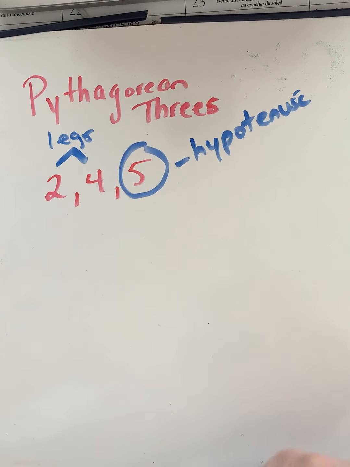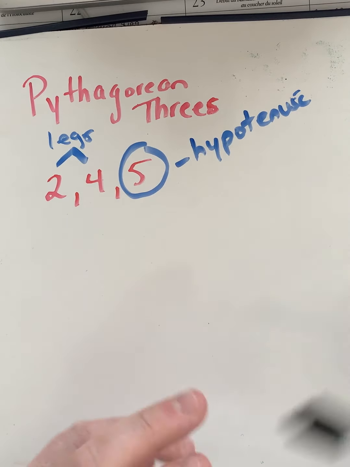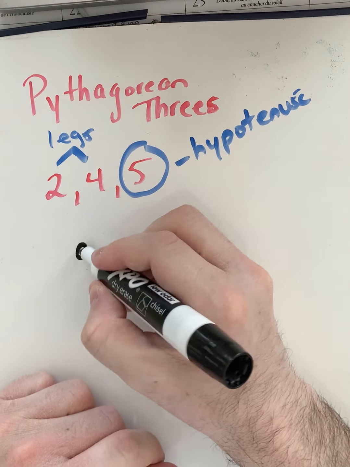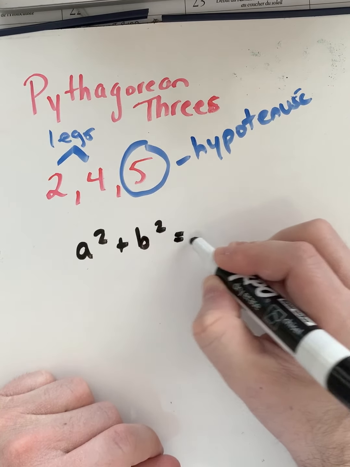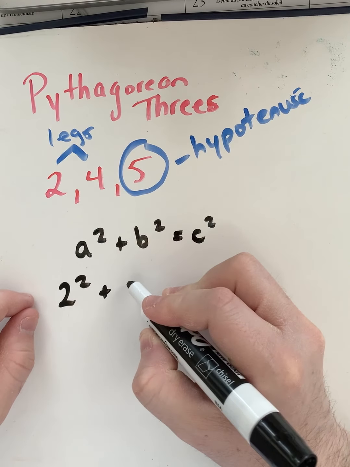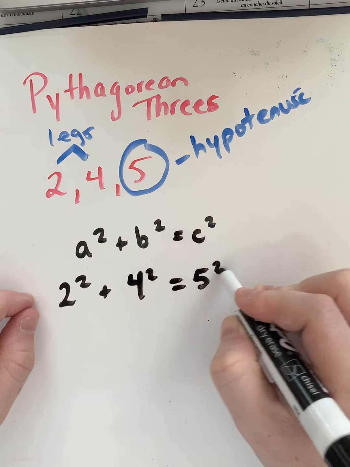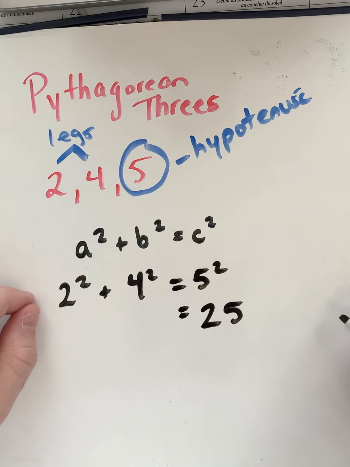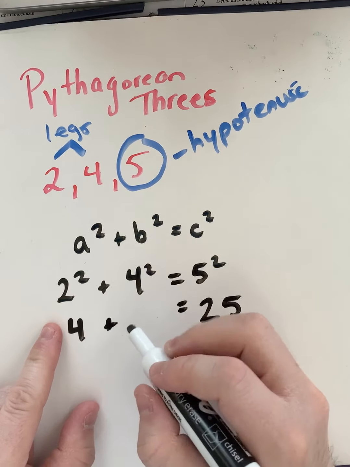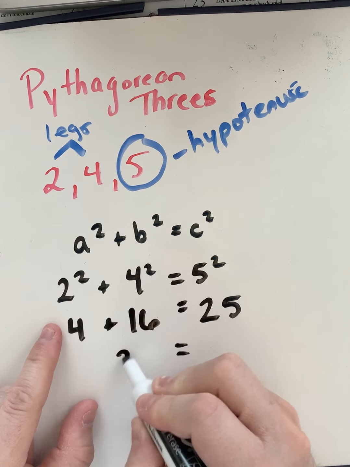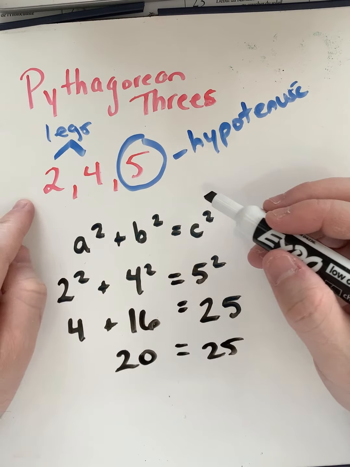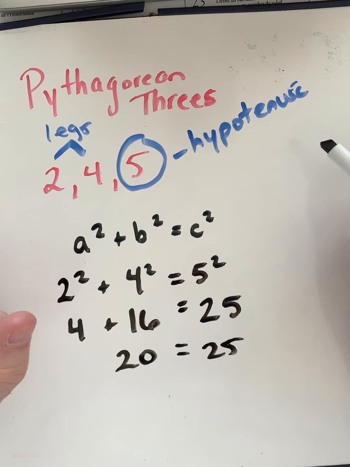So to verify whether or not this is a right angle triangle and whether it fits into the relationship, we have to try out the Pythagorean 3. So we have to input this information. 2 squared plus 4 squared equals 5 squared. Well, we already know that 5 squared is 25. And now we just have to figure these ones out. 2 squared is 4 and 4 squared is 16. So we get 20 equals 25. So we know that these three numbers cannot be part of our Pythagorean 3.